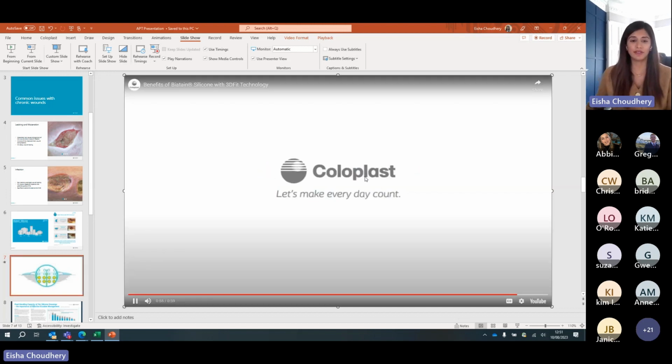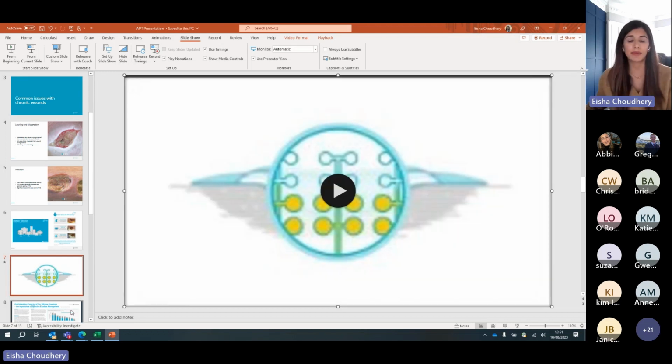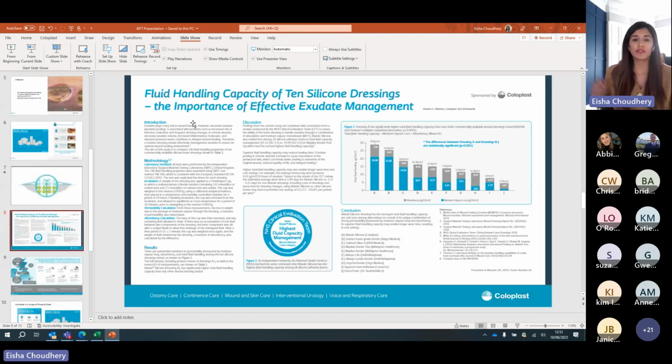Okay, so as you saw on the video there, it just shows how the biotin silicone works in terms of absorbing exudate, retaining the exudate, and conforming down to the wound bed. We've also got some really good studies which highlight the effectiveness of biotin silicone in comparison to other conventional dressings that are available on the market at the moment.